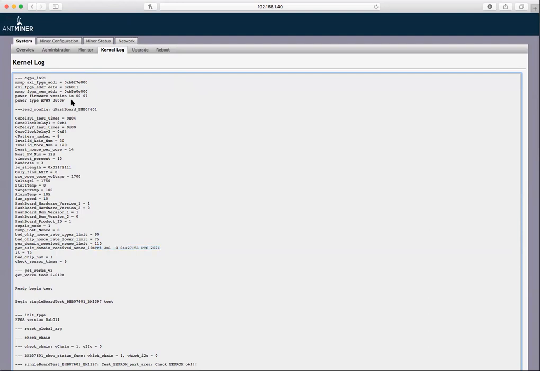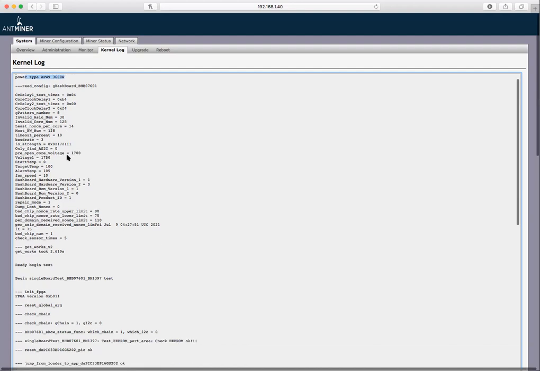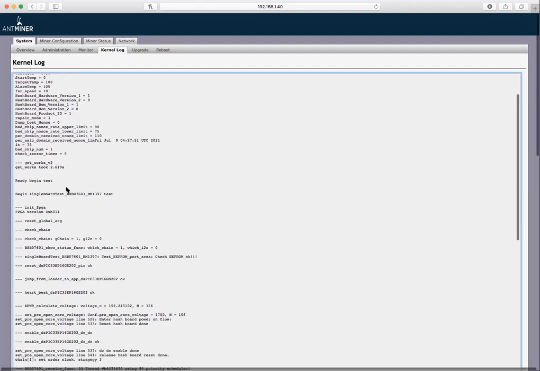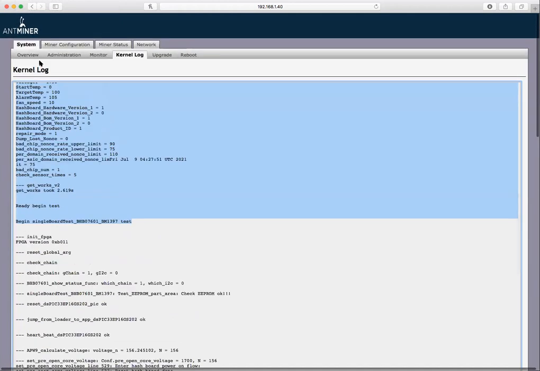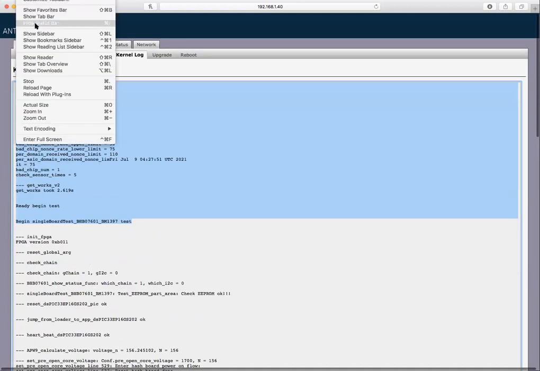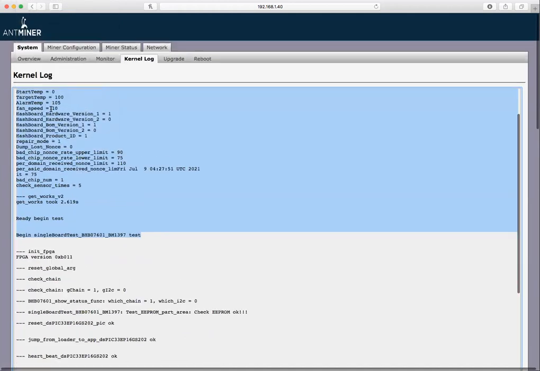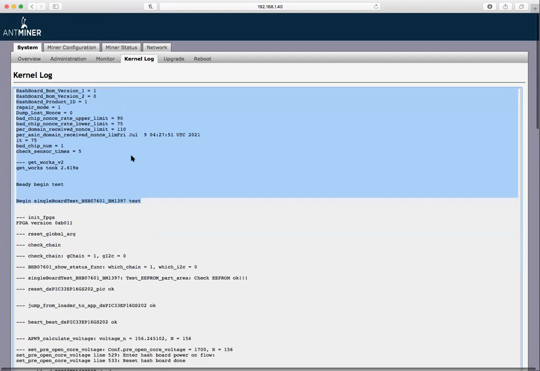So I didn't know the APW9 was 3,600 watts. Maybe that's just a print error. I don't know. But basically, this is where I hit test. Was right here, and I'm going to see if I can zoom in to make this better, make it much easier to read. All right, so that might be easier to watch on video anyway.